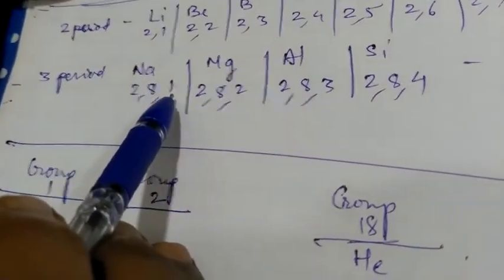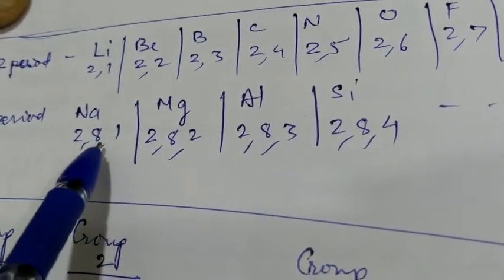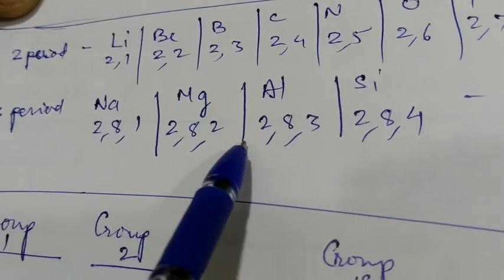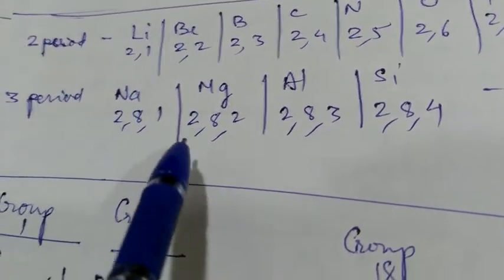So what do you observe in this? Here also, one electron is added in every element. And how many shells are there in this? Three shells are there. Here, in the second period, two shells are there. So this is the specialty.